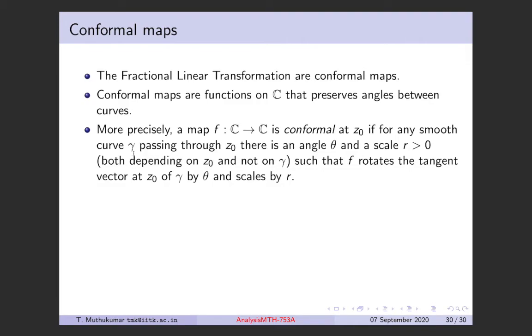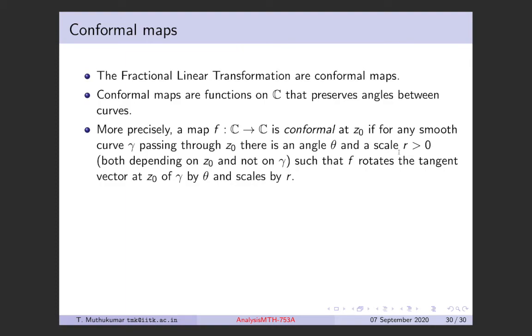Because if I take two different curves, gamma 1 and gamma 2 passing through z naught, according to the conformality, I have a theta and r for both gamma 1 and gamma 2. So the tangents of gamma 1 and gamma 2 at z naught both will be rotated by the same amount theta and r, which means the angle between both the tangents will be preserved, right?